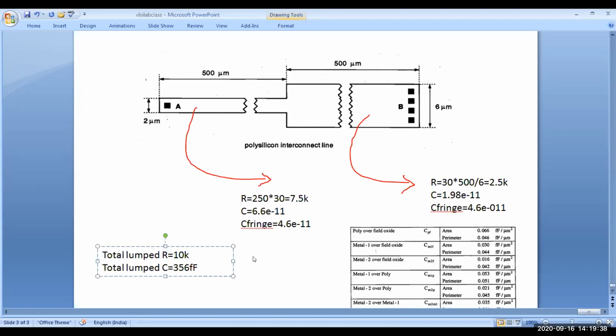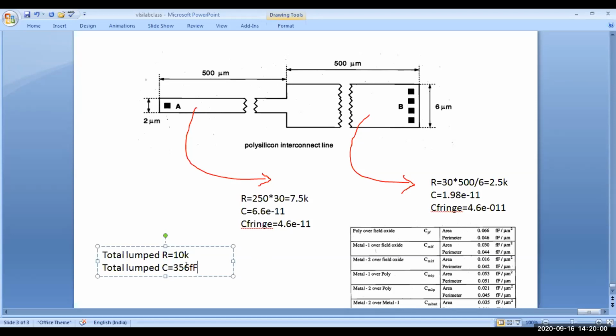Now, in the previous question, what Prachita showed you, what values you got for the capacitance and resistance? It is 7.5K was there, I think, resistance. Yes, 7.5. And capacitance, that is same, the total 356 capacitance.